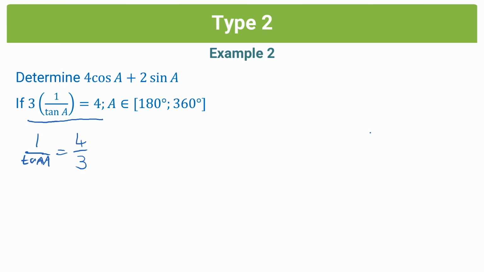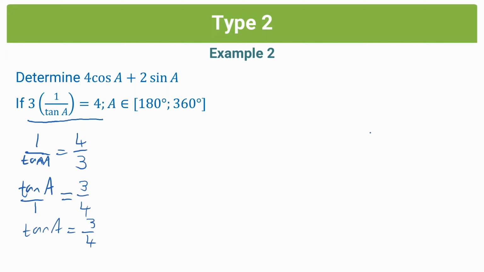Now, we have 1 over tan A on the left-hand side. So how do we get rid of that? Well, we can basically invert both sides, so that would then become tan A over 1 equals 3 over 4. So tan A is equal to 3 over 4.